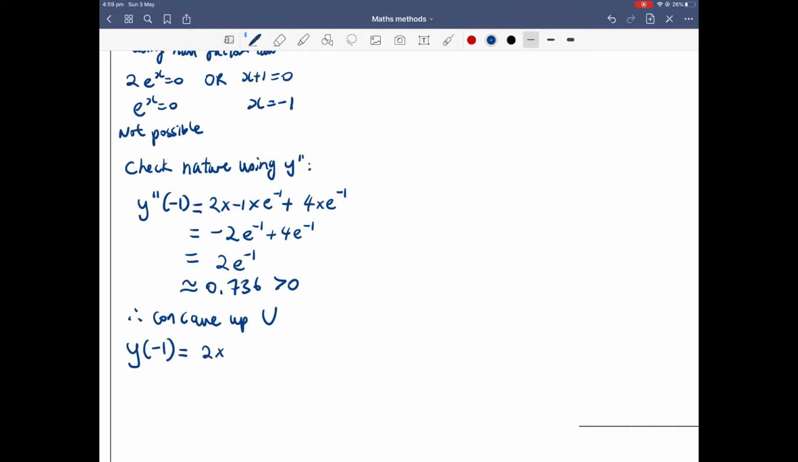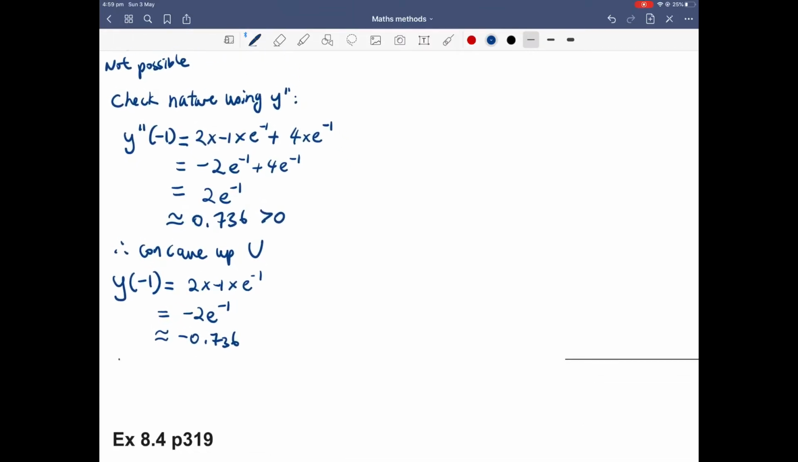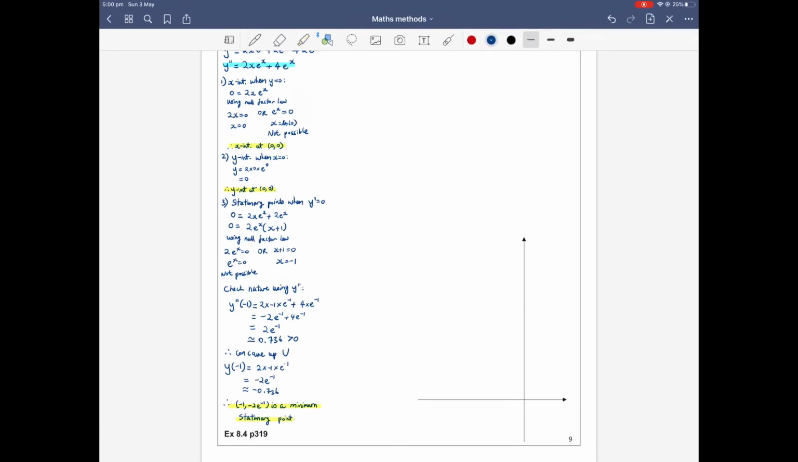So y of -1 is 2 times -1 times e to the -1, which is -2e to the -1, which is approximately -0.736. So that tells us that -1, -2e to the -1 is a minimum, because it's a concave up minimum turning point or stationary point. Okay, so I'm going to highlight that because that's a key point. So we need to sketch that in later on.